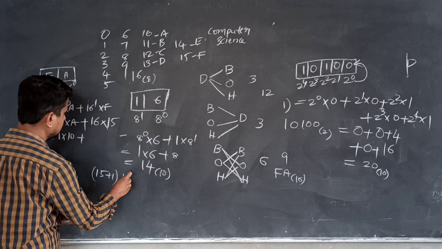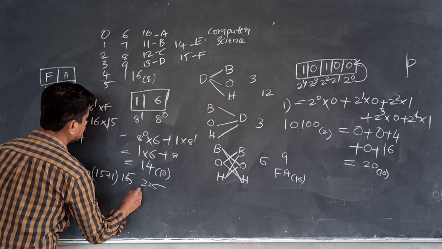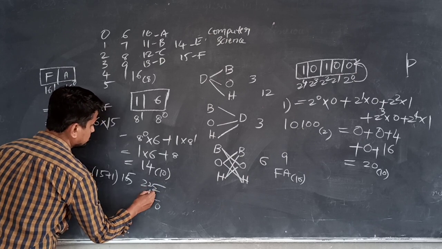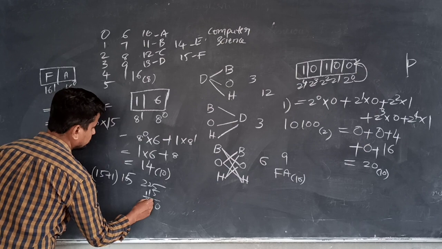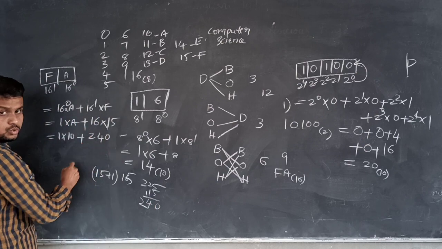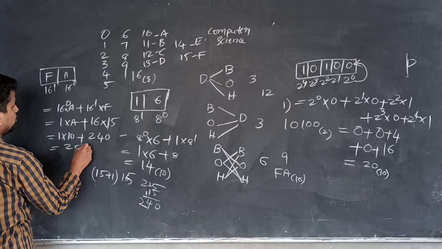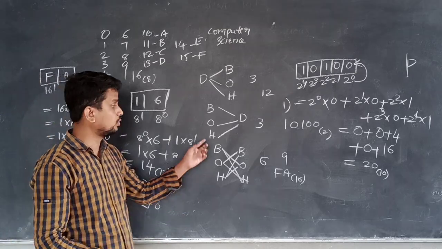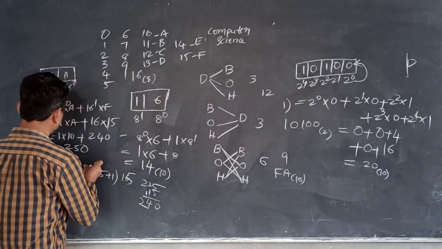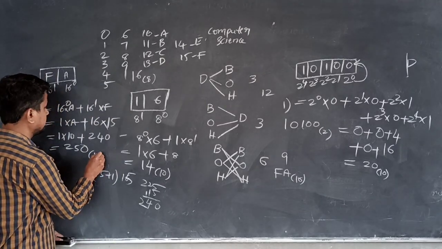Using the calculator, 15 into 15 is 225. 15 I am taking: 5 plus 5, 10. 2 plus 1, 3. 3 plus 1, 4. So 240. The value is 240. 240 plus 10, 250. So 250. From where are we converting? We are converting from hexadecimal to decimal number. So 250 base 10 is the answer.